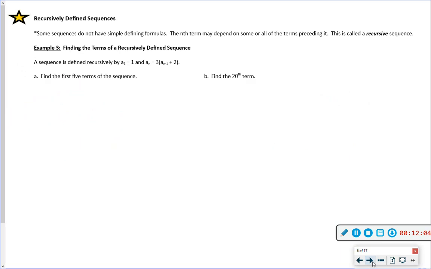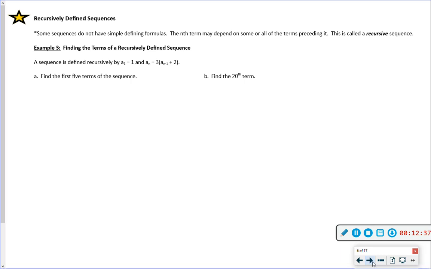So, let's talk about recursively defined sequences. People, pull it together, please. This should be going a lot quicker. Now, it sounds fancy, but all that is, it says some sequences do not have simple defining formulas. The nth term depends on some of the preceding terms, basically. We call this a recursive definition. That means instead of me just plugging in 1, 2, 3, 4, you are using the previous term or terms, depending on the problem, to get the others.